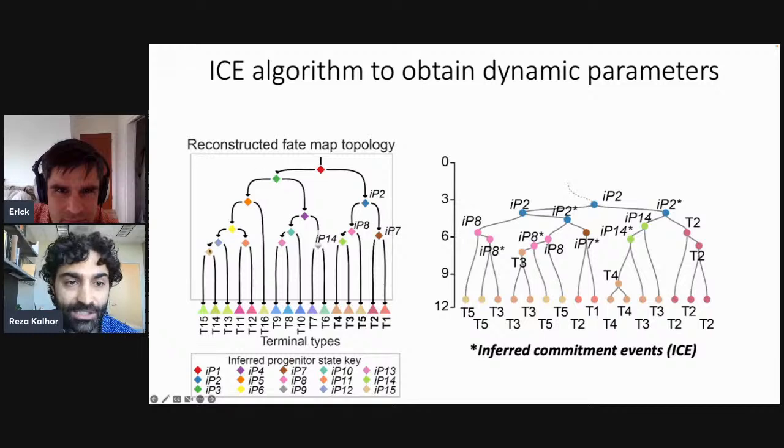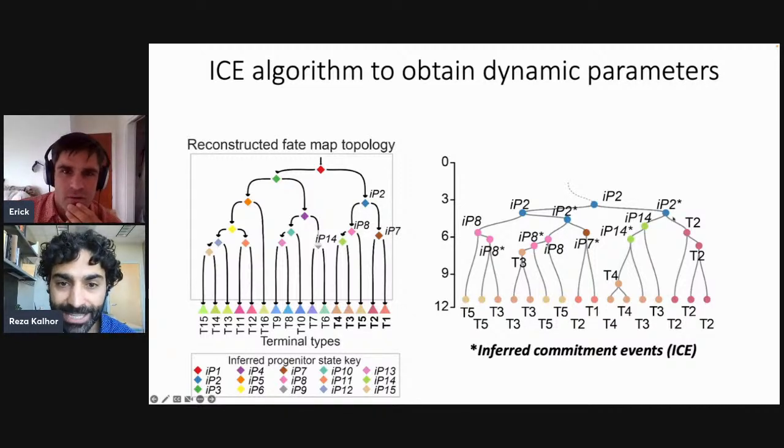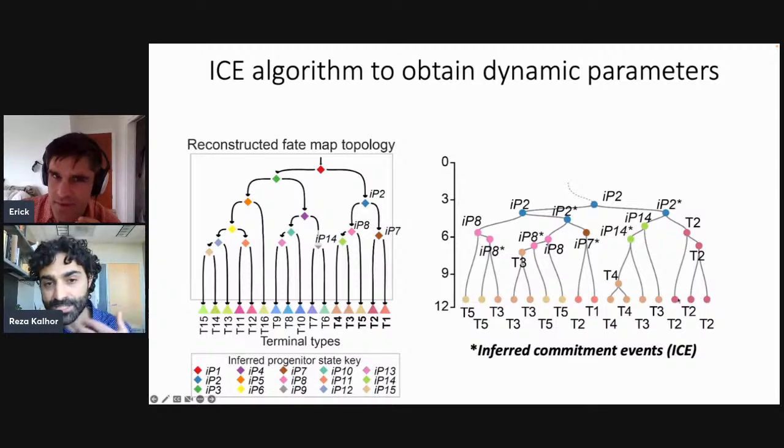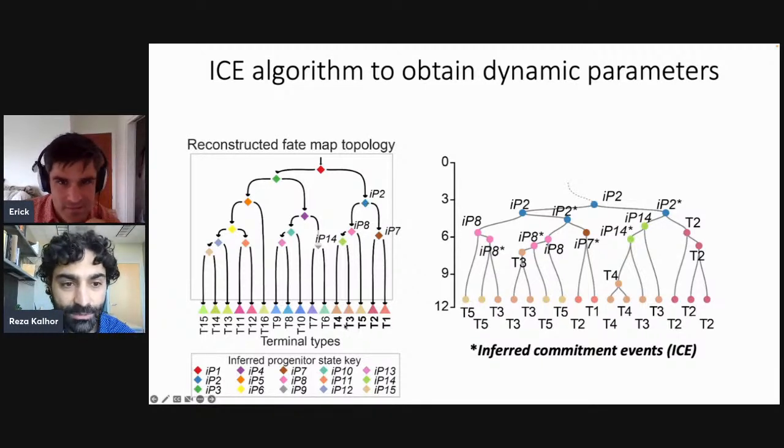So based on the topology we have inferred from the phase algorithm, we know IP2 is here. When I look at this cell, I look at all the terminals. These are observed cells. I know this is, for instance, a neuron, and that's a muscle. So the only state this internal node can have is IP2, because that's the only one that can give rise to both 2 and 3 and 4, as you see here in the topology.